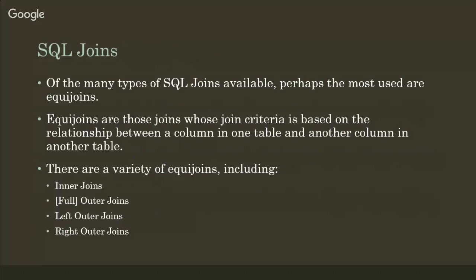There are many types of joins available, and I'm going to focus on one of the more popular ones called equijoins. Equijoins are those joins whose join criteria is based on the relationship between a column in one table and another column in another table. There are a variety of equijoins, including inner joins, outer joins, left outer joins, and right outer joins, and I'm going to go through those in this presentation.